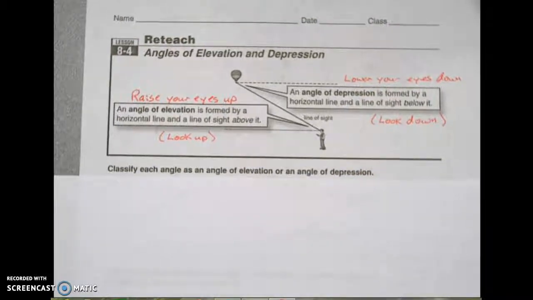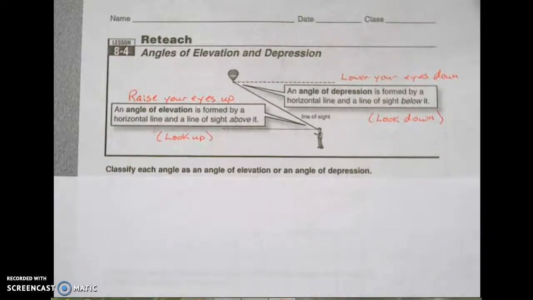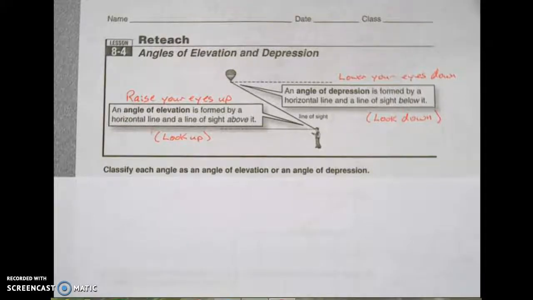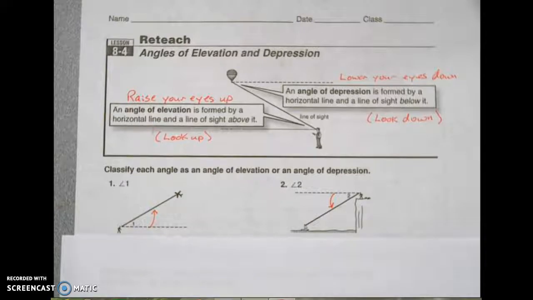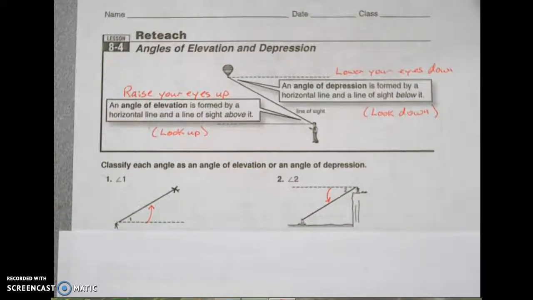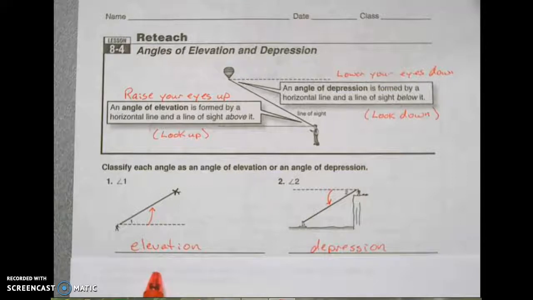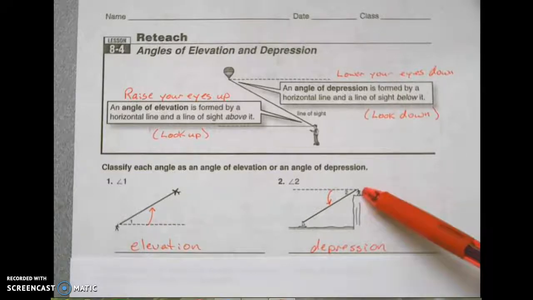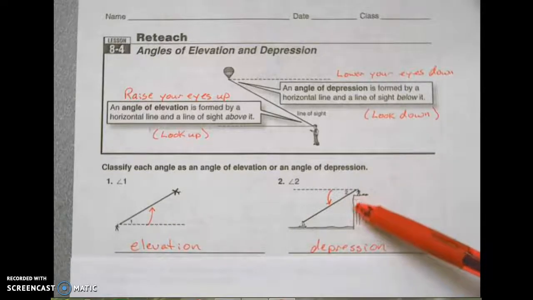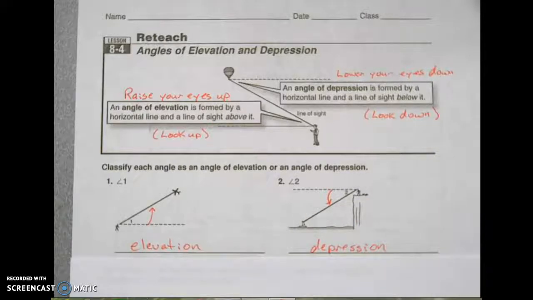So if you're classifying the angles on this Reteach as an angle of elevation or depression. In problem number 1, your horizontal line is the dotted line. You're looking up at an airplane, so you have an angle of elevation. In problem number 2, you're standing on top of a cliff. The dotted line is your horizontal line. You're looking down at a boat in the water. That is an angle of depression.